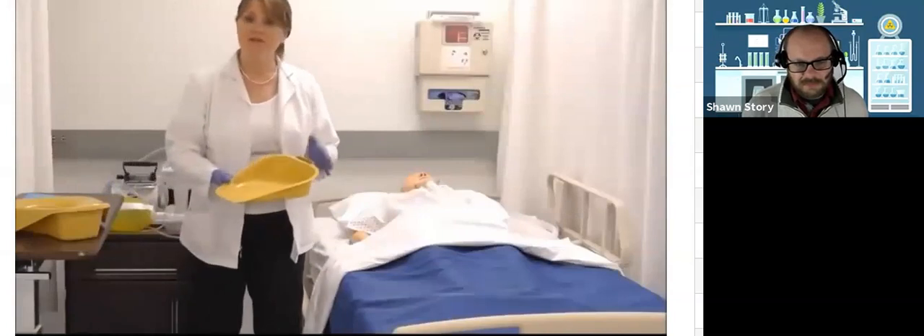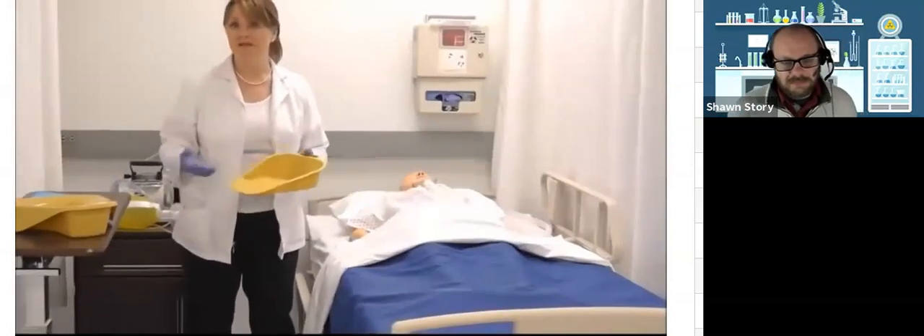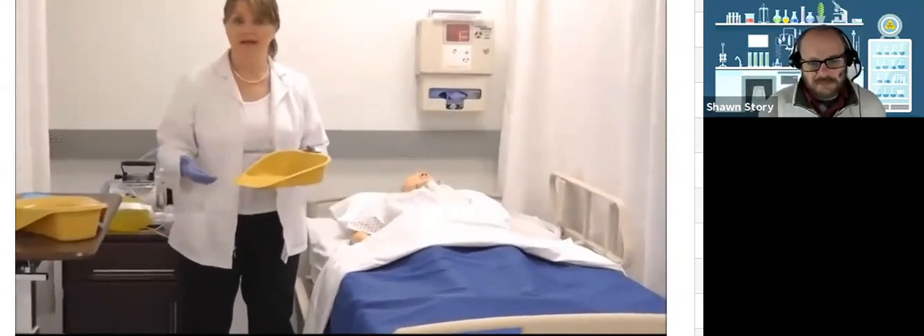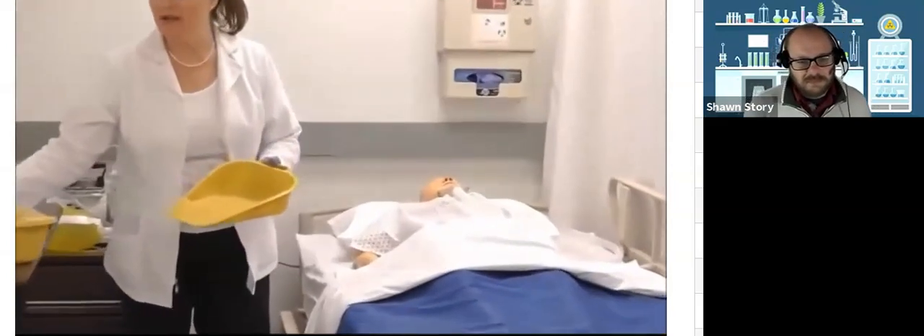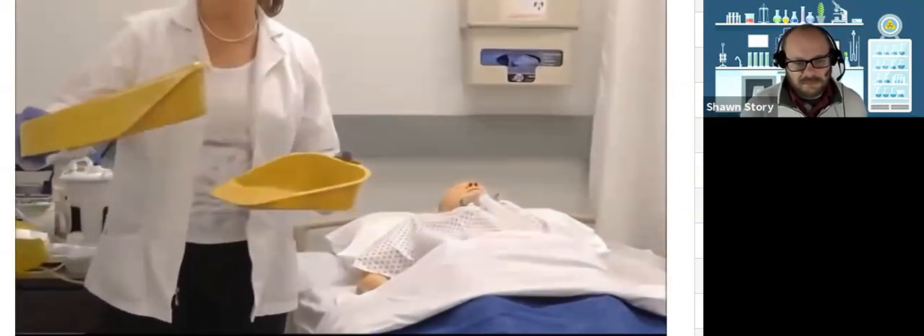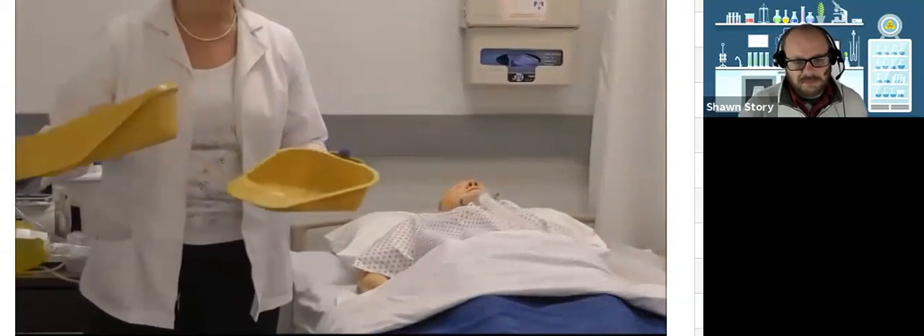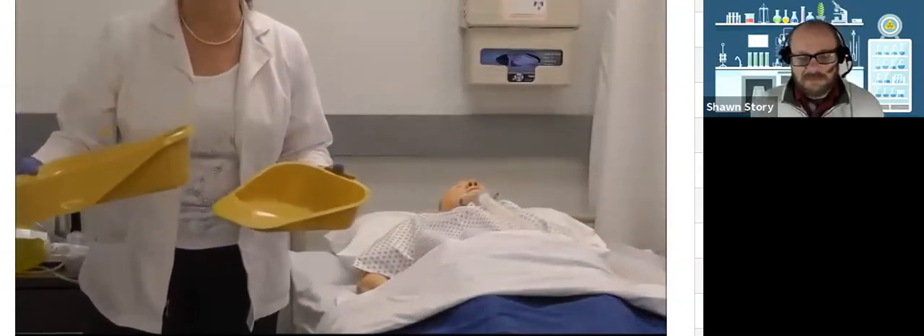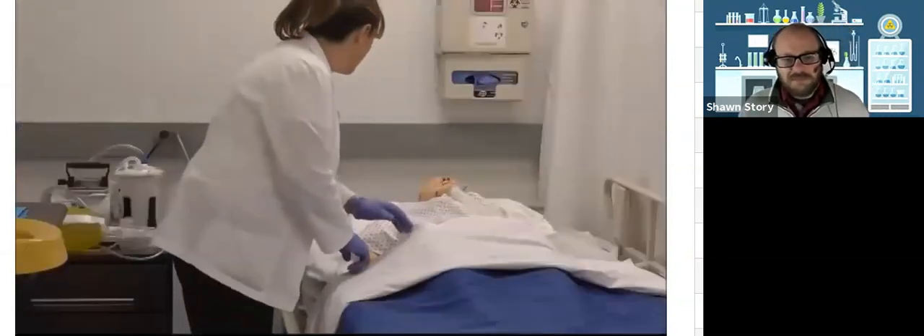There are two different types of bedpans. One is a fracture pan, and this is for patients who have sustained some sort of injury to their back and they're not able to have something that's this tall underneath them. It causes them either too much discomfort or it's a safety issue.